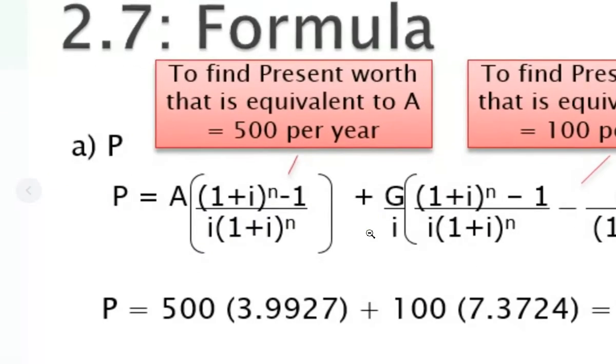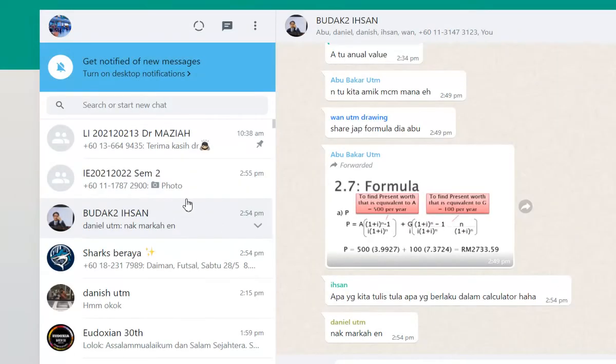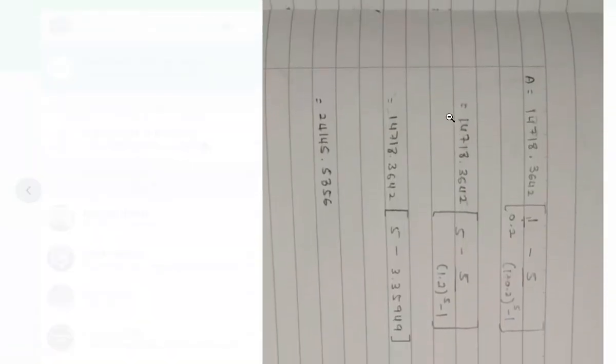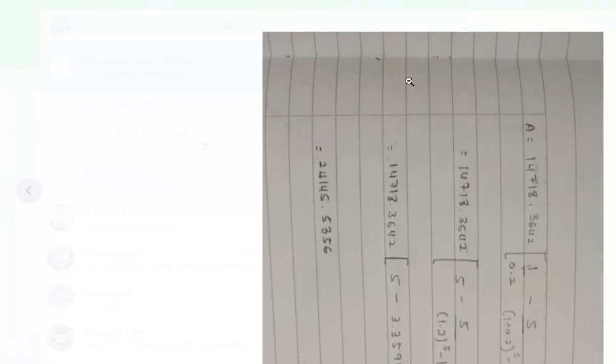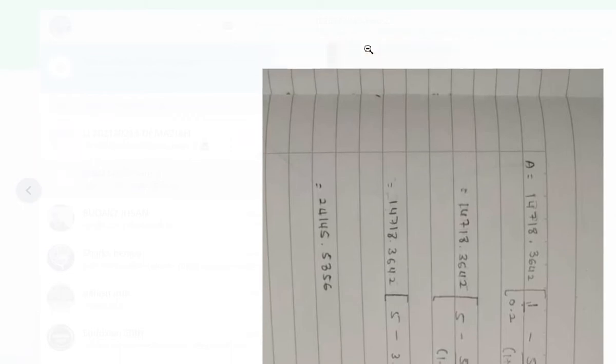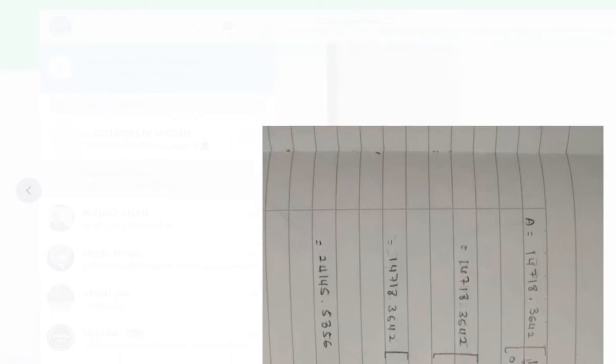Is equal to what? Alright. So can I have the answer for A? Does anyone have it?